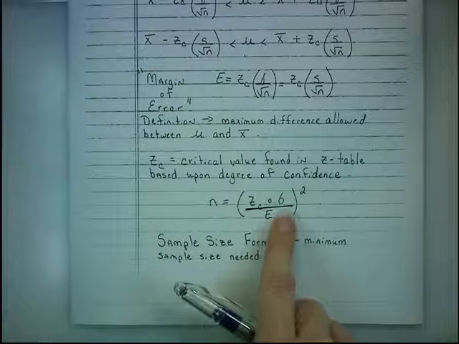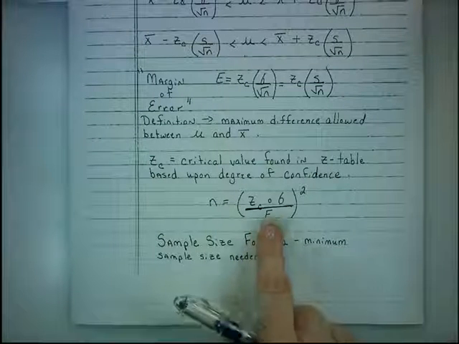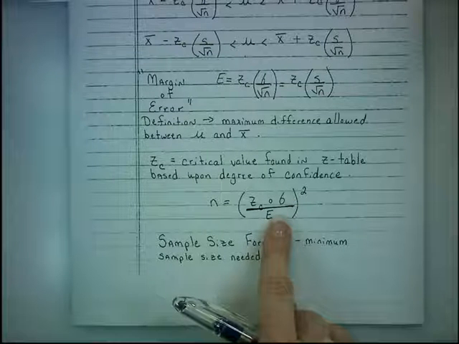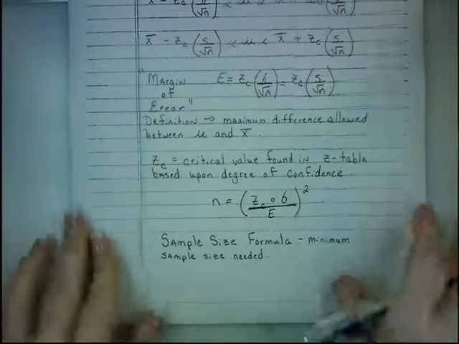They give sigma and they give the margin of error. And you have to know how to pick those out from the word problem to plug into the formula, and then the final thing you would do is square this entire quotient. And there is a specific rounding rule for those types of problems as well.